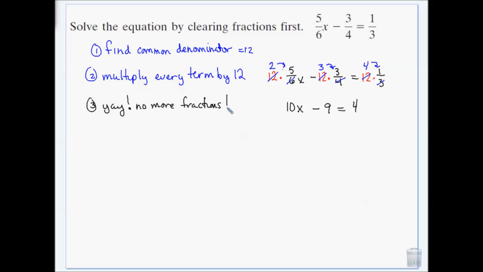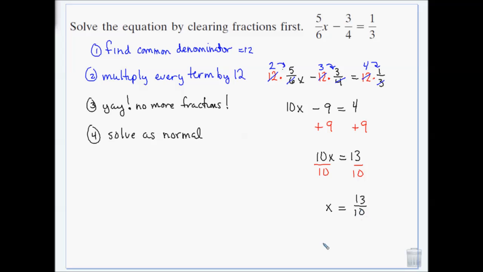So in other words, once you find that LCD, it's pretty much smooth sailing from there. So then I'm going to do the solve as normal. All right, so I'm going to add 9 to both sides. And I get 10x equals 13. And then I'm going to divide both sides by 10. And hey, 13 does not divide by 10, but that's okay. Because 13/10 is just fine.